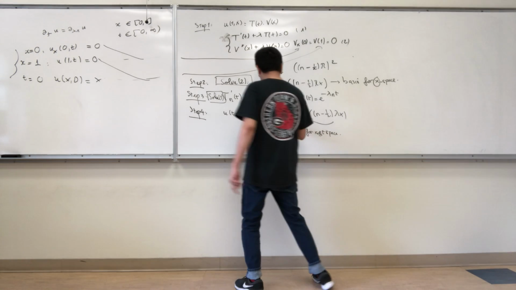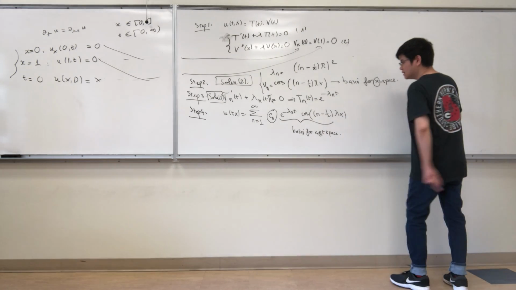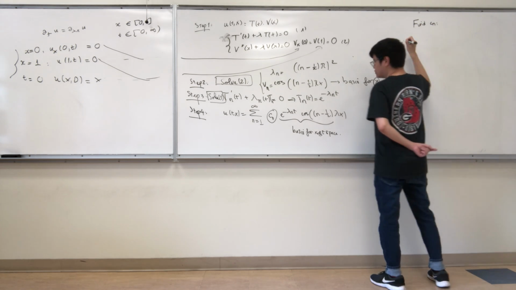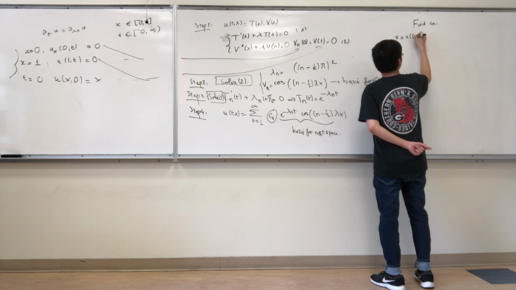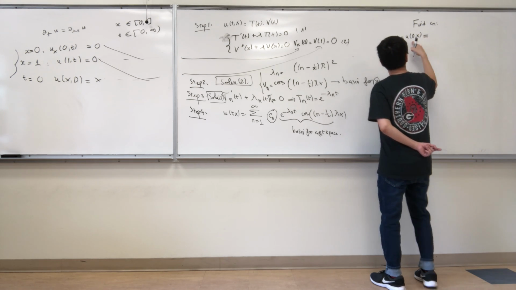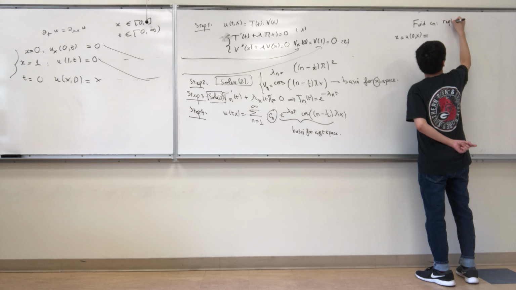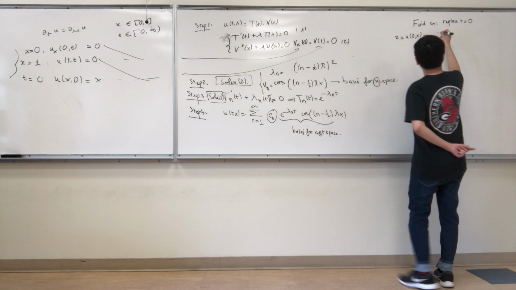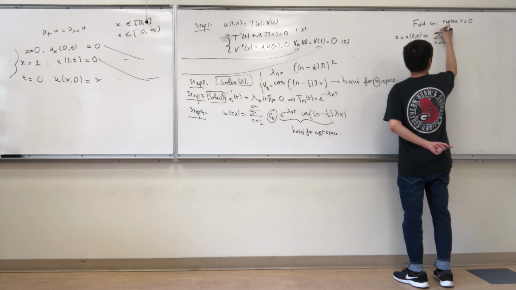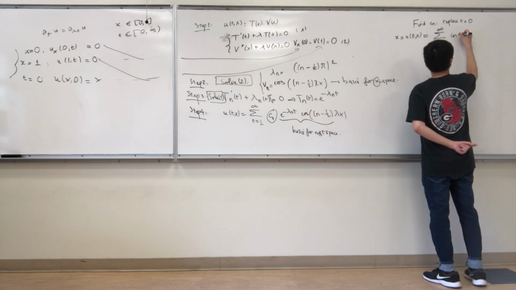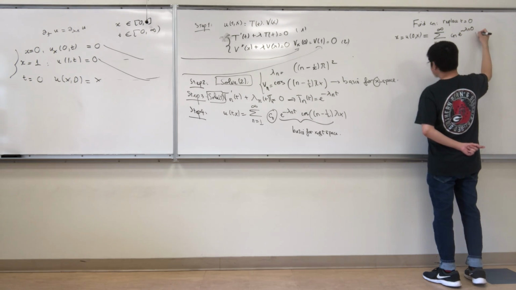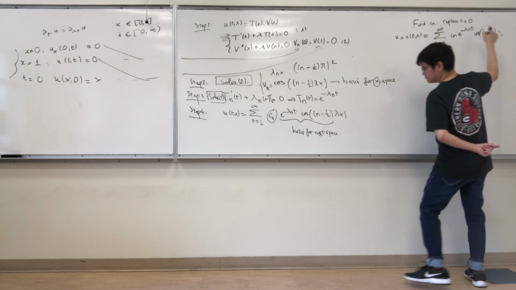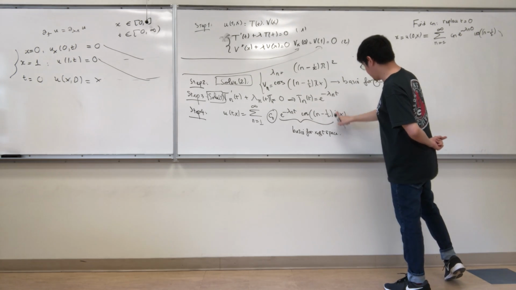So now the key is to find this Cn, but this Cn is easy. To find Cn, you use the initial condition. You replace t to be 0 into the initial condition, and you will find the sum when n goes from 1 to infinity of Cn e to the power minus lambda n times 0, times cosine of (n minus 1/2) pi x.